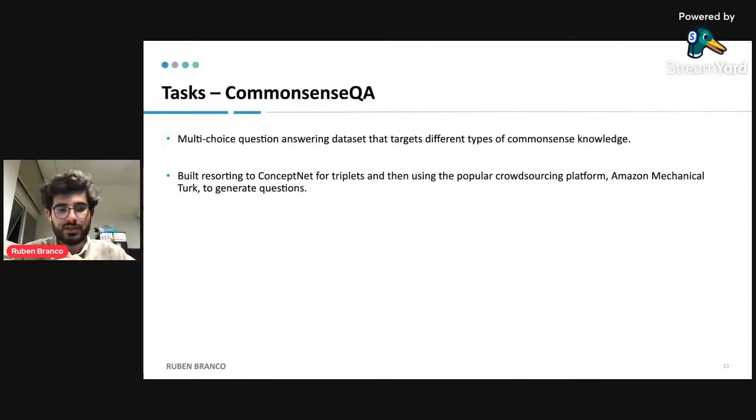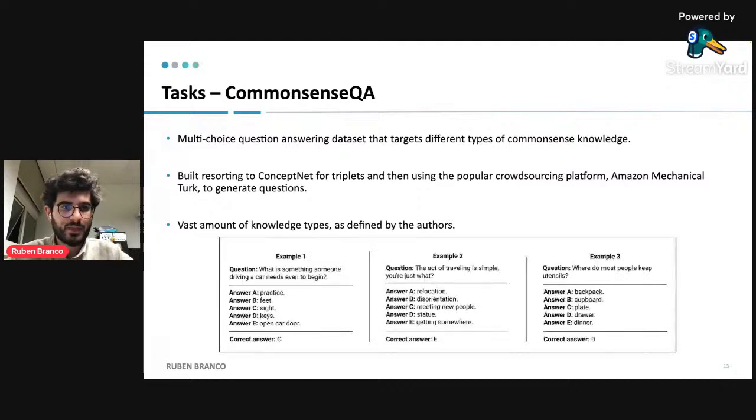And they took the ontology and the triplets for the ontology, and they gave it to Amazon Mechanical Turkers for them to generate questions and groups of answers to try to answer that question. And again, it requires a vast amount of knowledge types. Here's the task itself. So the model receives a question, 5 possible answers, and it must select the correct answer.